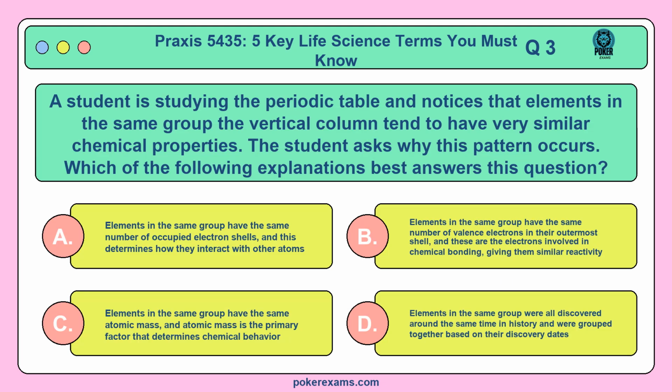Question 3. A student is studying the periodic table and notices that elements in the same group, the vertical column, tend to have very similar chemical properties. The student asks why this pattern occurs. Which of the following explanations best answers this question?